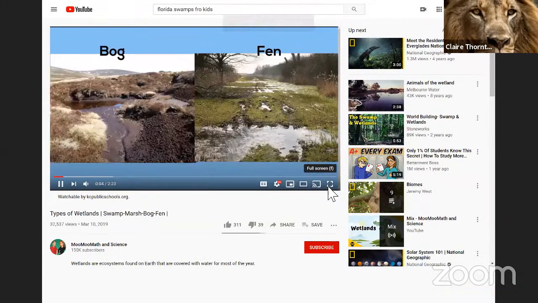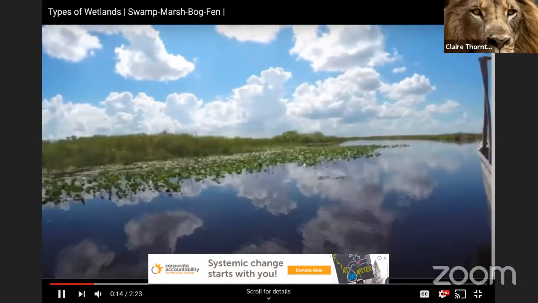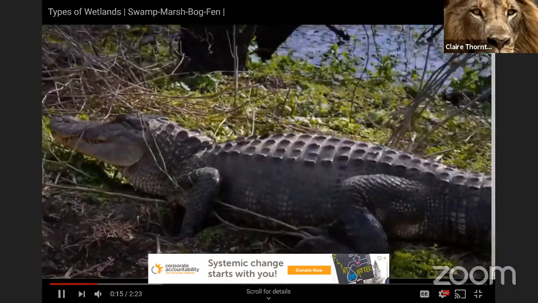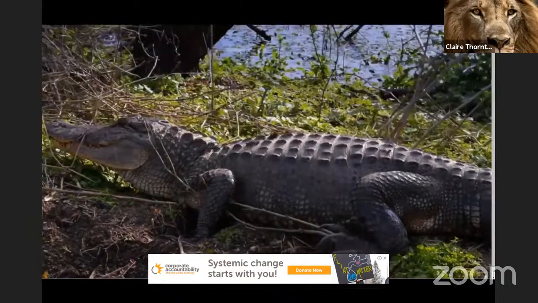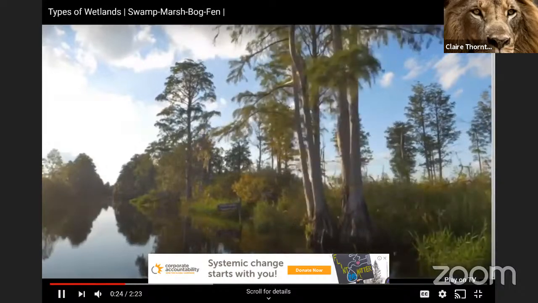Let's talk about the difference between a swamp, a marsh, a fen, and a bog. Each of these areas is a wetland. Wetlands are areas that are saturated with water. The amount of water present in a wetland can vary greatly. Some wetlands are always flooded, while others are only seasonally flooded, but remain saturated with water during the unflooded period.